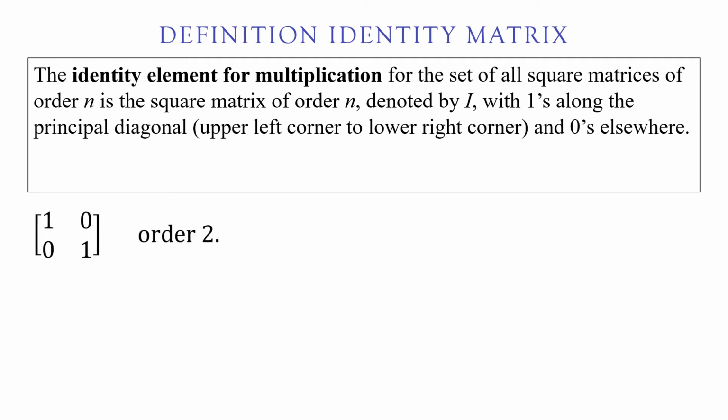So [1 0; 0 1] is an identity matrix of order 2. We denote that by I2. Our I3 is [1 0 0; 0 1 0; 0 0 1].